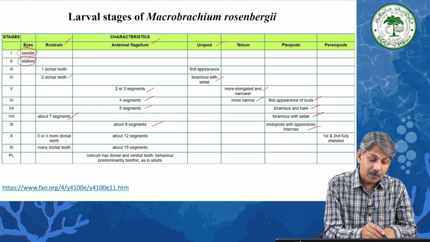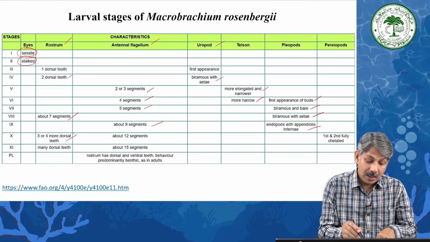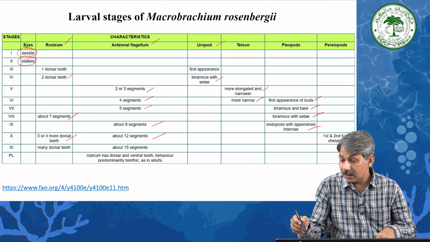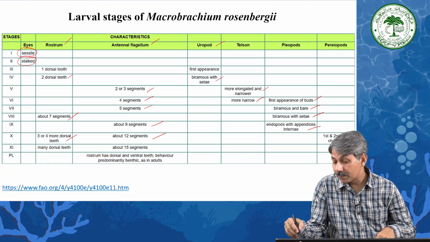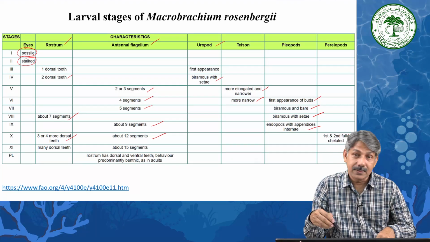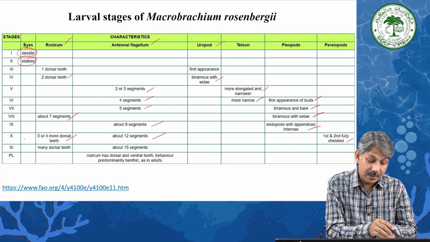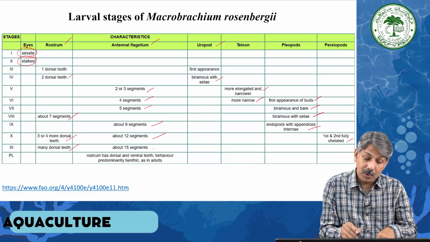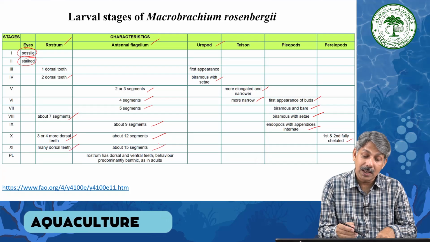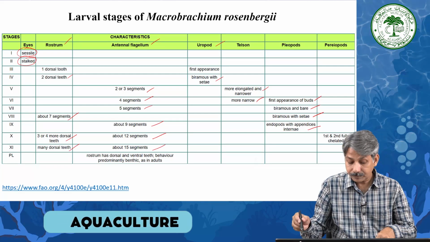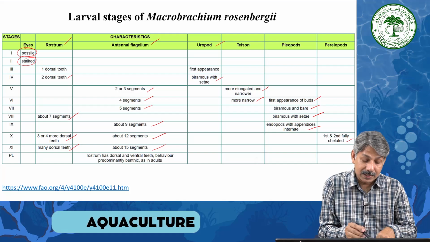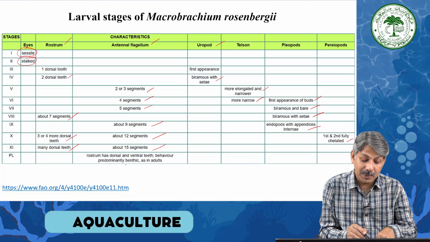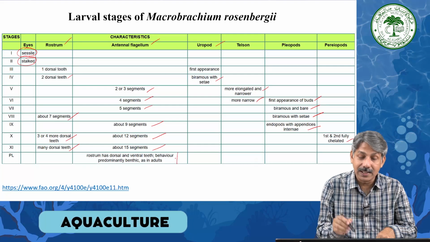Stage 10, 3 or more dorsal teeth in case of rostrum, and about 12 segments in antennal flagellum in stage 10, and periopods, first and second fully chelated at stage 10. Stage 11, many dorsal teeth on the rostrum, about 15 segments are there on antennal flagellum, and post larvae is characterized by rostrum having dorsal and ventral teeth, behavior predominantly benthic as in case of adults.